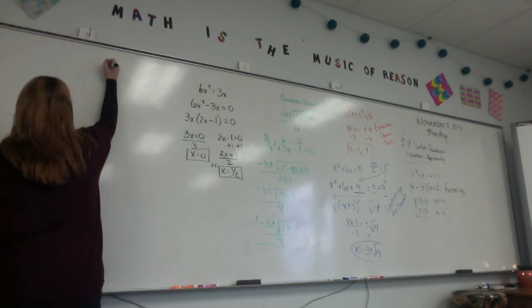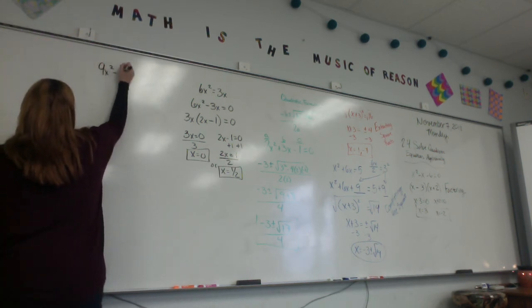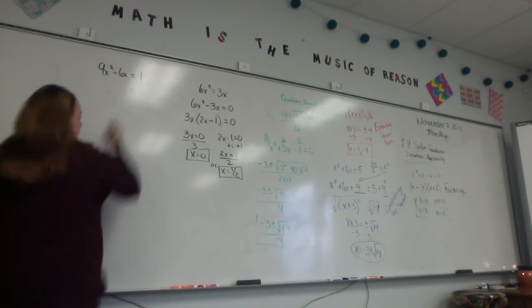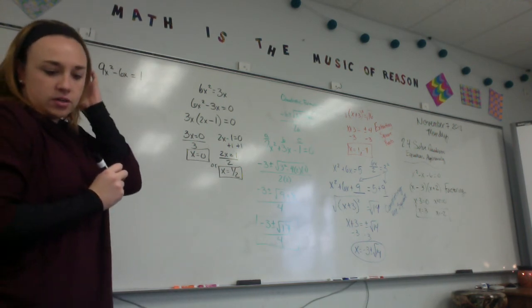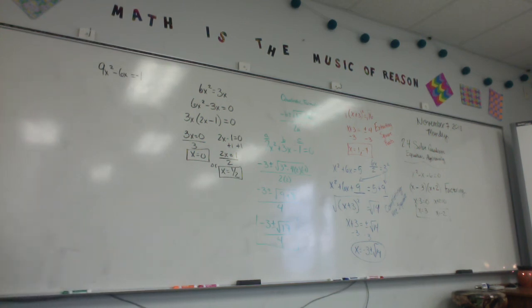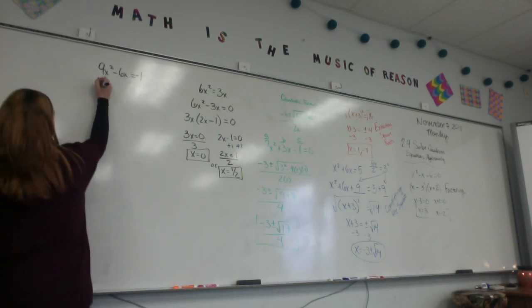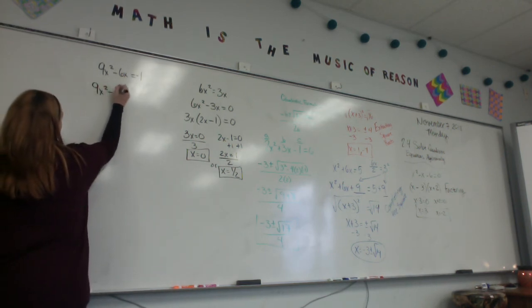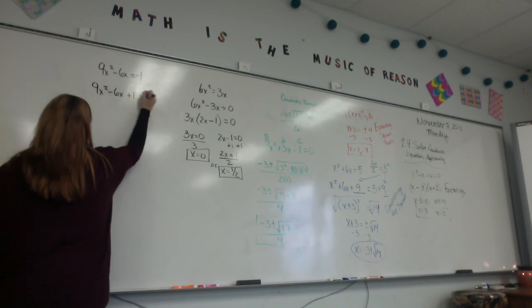Let's try this one. 9x squared minus 6x equals 1. What do I need to do first? Oh no, equals -1. What do you need to do first? Add 1 to both sides. I want to get everything on one side. So I have 9x squared minus 6x plus 1 equals 0.